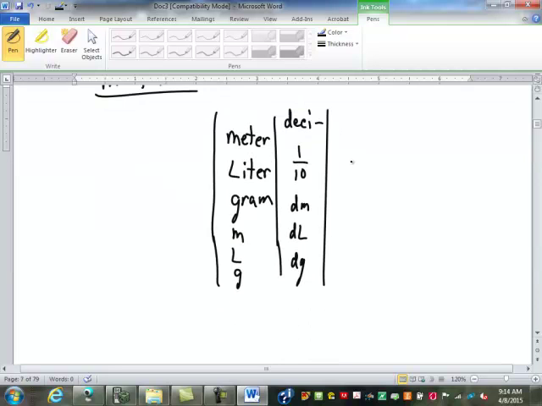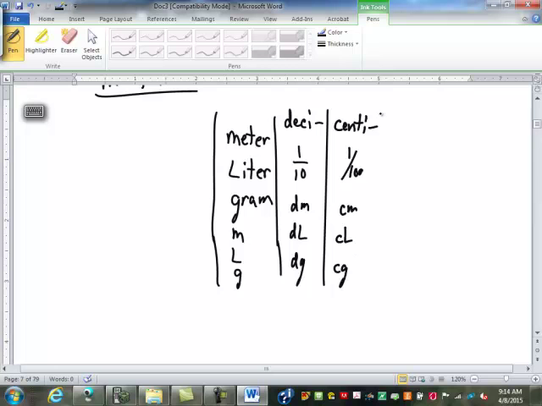So deci was 1/10. Smaller than deci is centi, which is 1/100th. So a centimeter is 100th of a meter. A centiliter is 100th of a liter. A centigram is 100th of a gram. Smaller than that is milli. We said the Greek Roman prefix mil means 1,000. Milli means 1,000th. So a millimeter, mm, is 1,000th of a meter. Milliliter is 1,000th of a liter. Milligram is 1,000th of a gram.